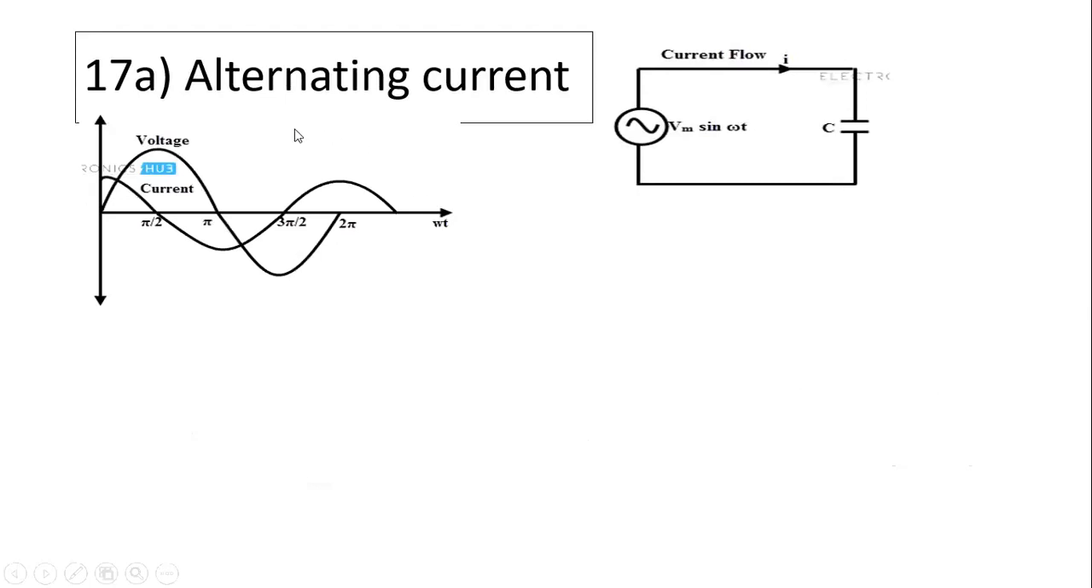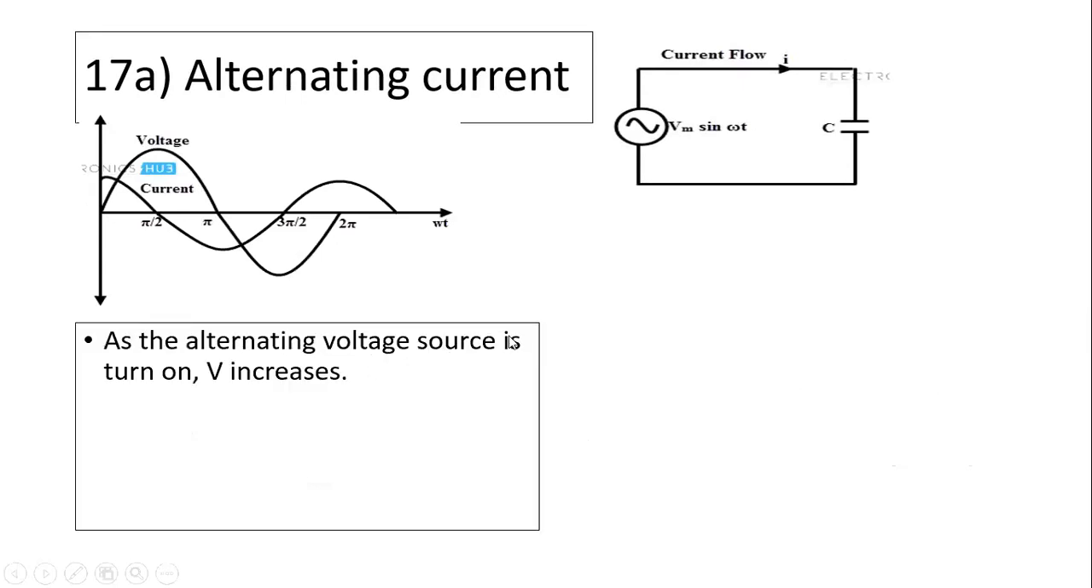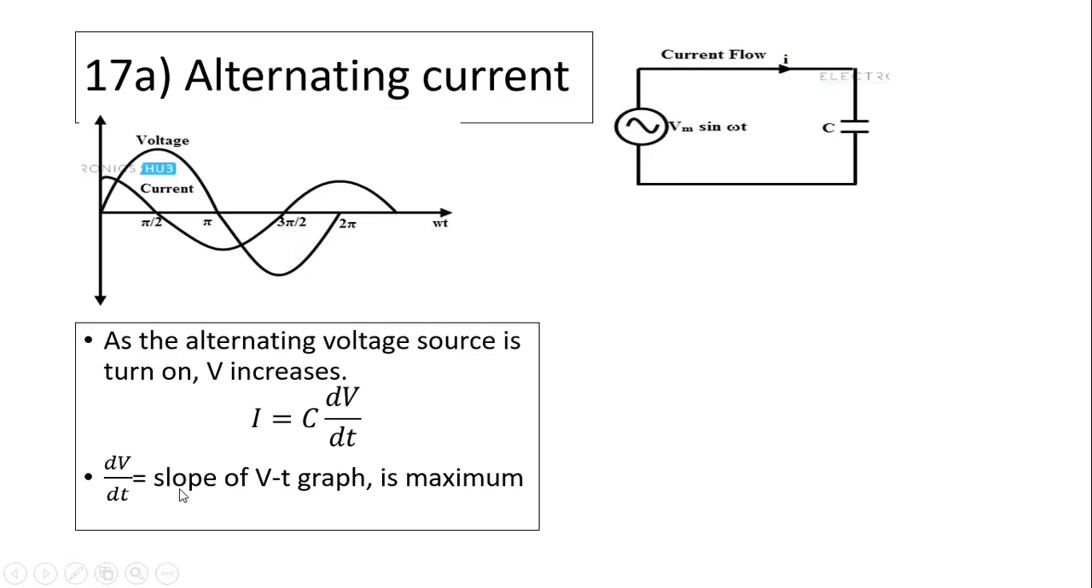So for alternating current, that's the graph that we have drawn previously. As the alternating voltage source is turned on, the current will flow. We are using the formula that we have derived, I equals C dV/dt. Remember, this part is the largest gradient and this part is zero gradient. Gradient is dV/dt, the slope of the V-t graph, which is maximum at this part. So dV/dt is maximum, and that's why the current is maximum.